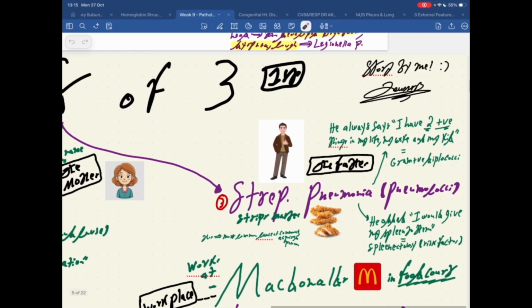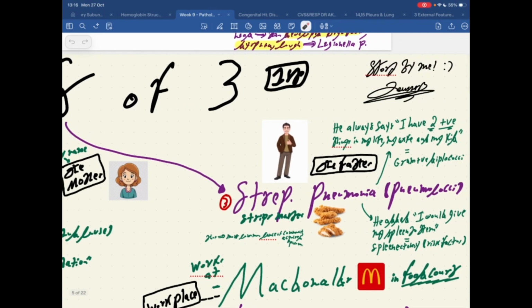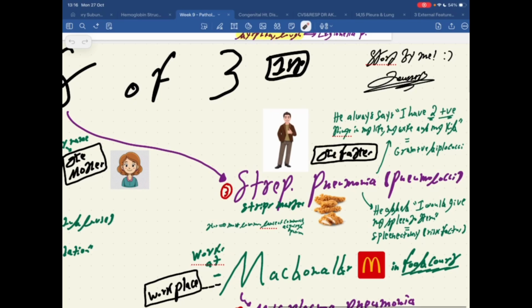Now with the father. The father actually has a very interesting story, okay? But before we move to it, the father, we have here strep pneumoniae, right? Strep, because the father is a strips master. You know the strips, the ones you buy and you eat. So he's a strips master. He's so good at them, very good.